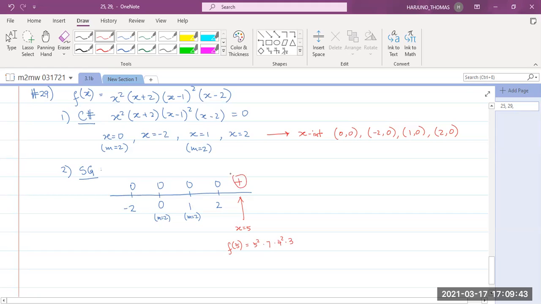Now, 2 is a critical number with odd multiplicity, so I change the sign here. 1 is a critical number with even multiplicity, which means I don't change the sign here. 0 is a zero with even multiplicity, which means I don't change the sign here. -2 is a zero with odd multiplicity. I change the sign here.